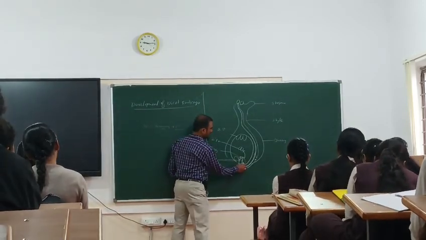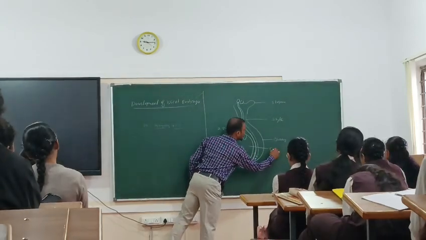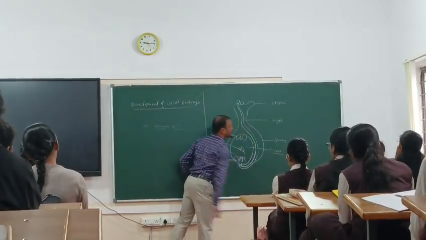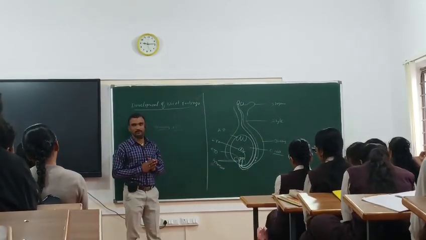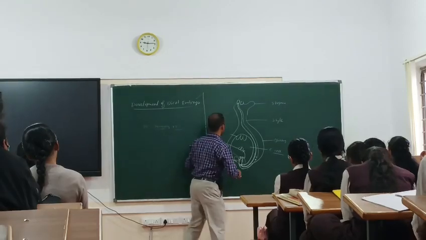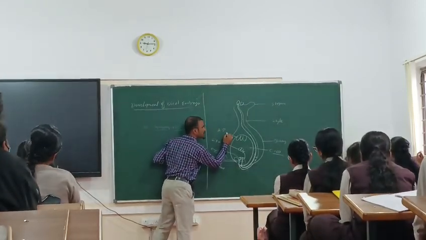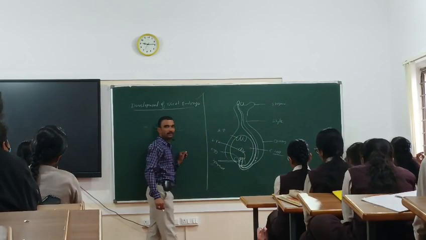Central cell. Right, very good. So this is a central cell. Okay, so this is during the fertilization. After the fertilization, what will happen? So these antipodals will be degenerated or not degenerated?